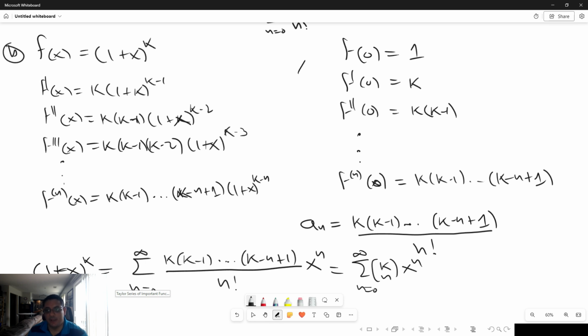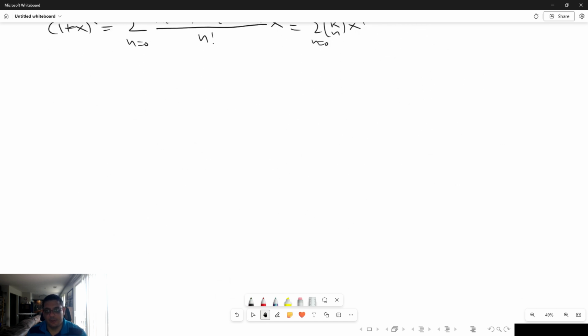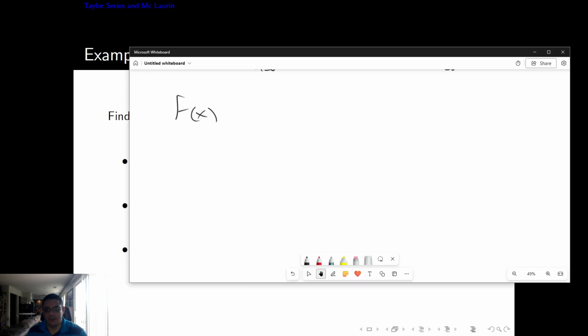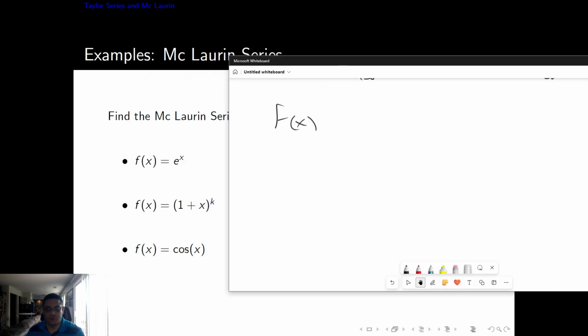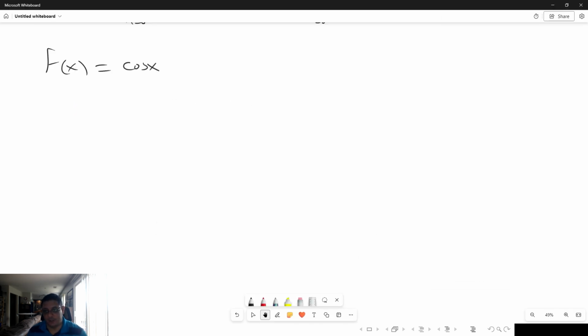Okay. Now, last but not least, a trigonometric function. So we have f of x being cosine of x. And make sure that you look at the practice videos, because we're going to have much more examples in there. So just make sure that you're taking a look at those.